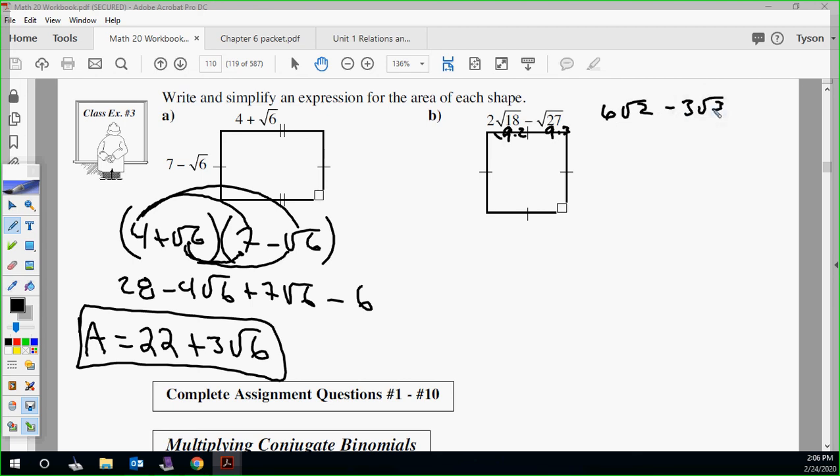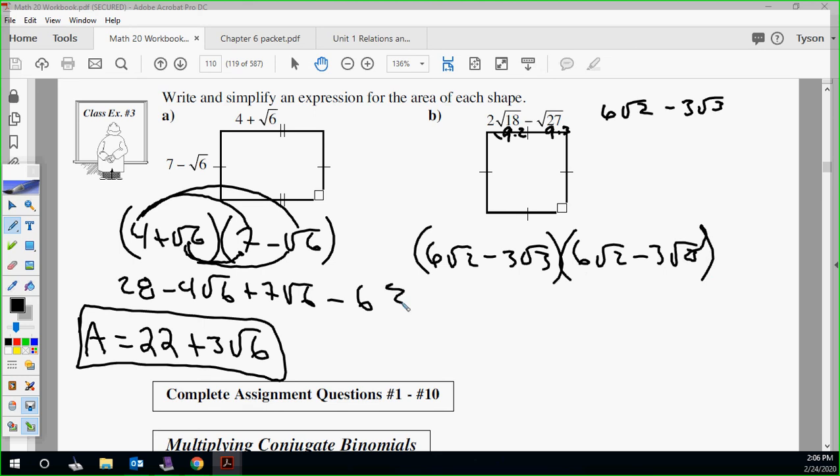And then we'll go ahead and multiply that by itself. 6 root 2 minus 3 root 3, like this. 6 root 2 minus 3 root 3. Interesting pen, sorry. Sorry, it's not like my handwriting was good before.